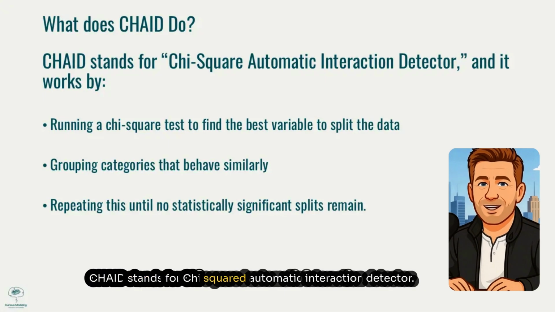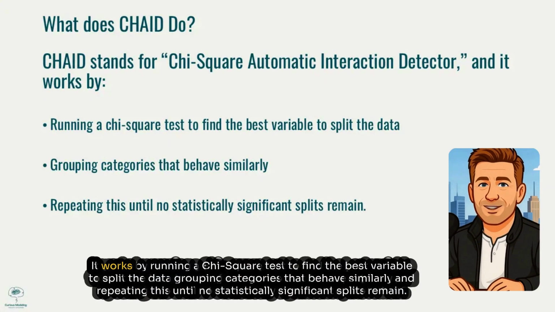CHAID stands for chi-squared automatic interaction detector. It works by running a chi-square test to find the best variable to split the data, grouping categories that behave similarly, and repeating this until no statistically significant splits remain.